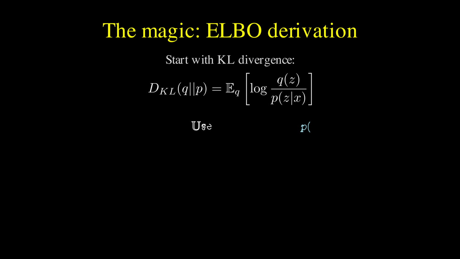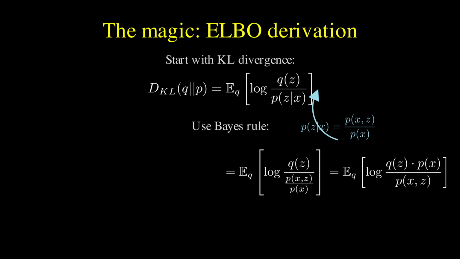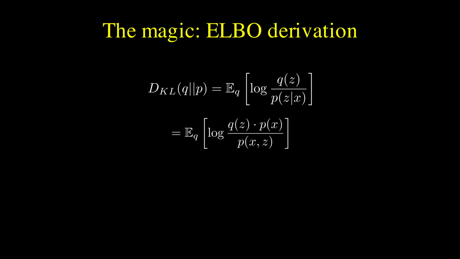And here's the key move. We use Bayes' rule to substitute P(Z|X) with P(X,Z) divided by P(X). When we make this substitution, we get the expectation under Q of log Q(Z) times P(X) divided by P(X,Z).